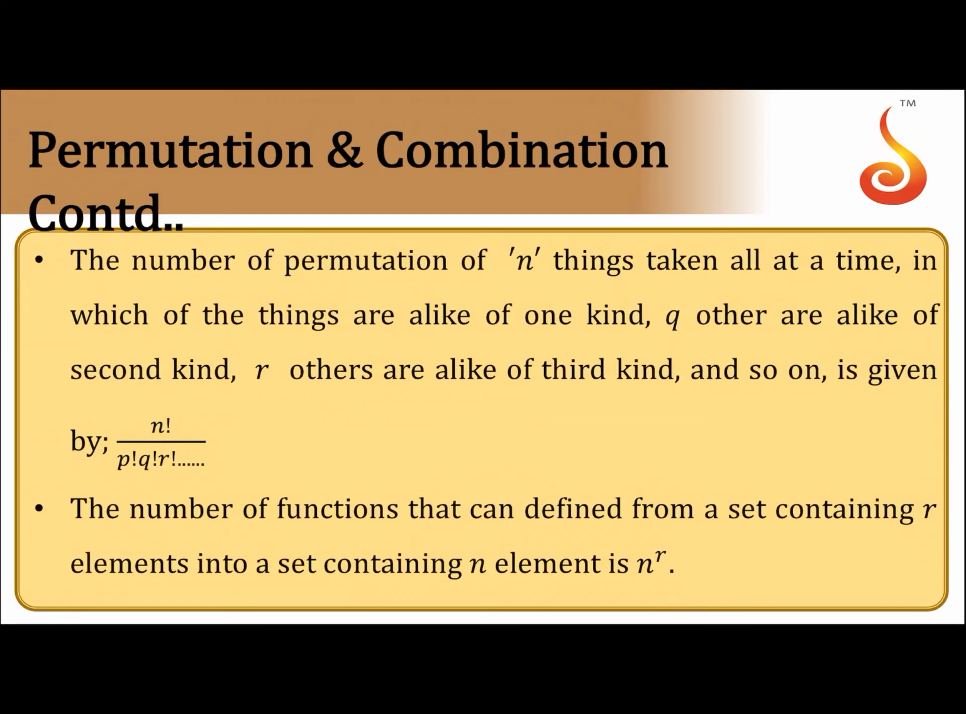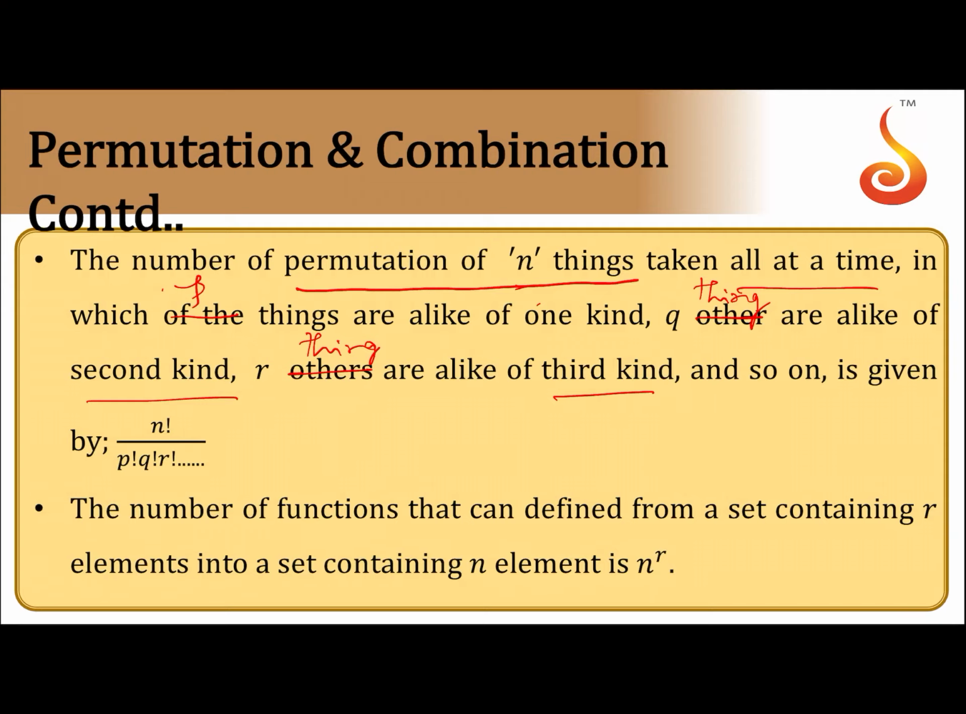Coming to the next one, permutations of n things in which all of them are not different. The number of permutations of n things taken all at a time in which p things are alike of one kind, q things are alike of second kind, and r things are alike of the third kind, and so on, is given by n factorial by p factorial, q factorial, r factorial.